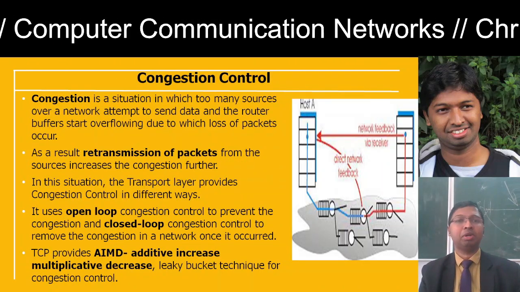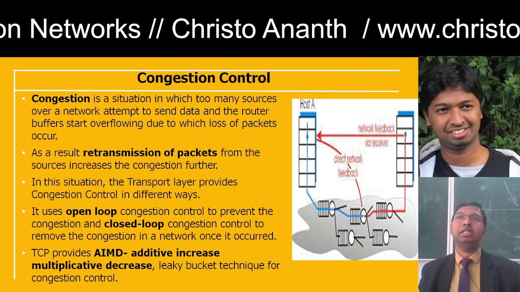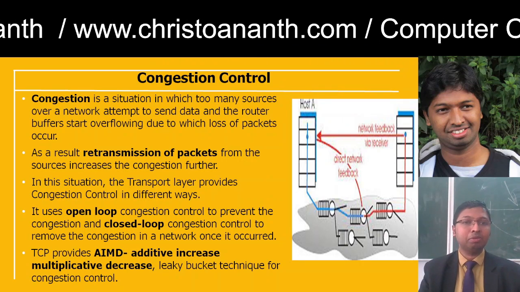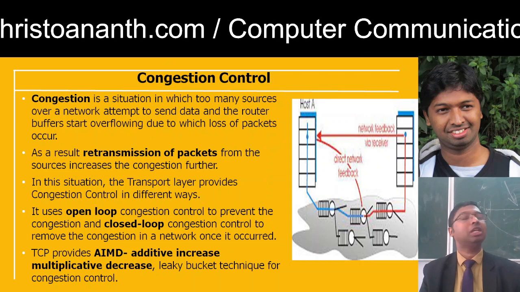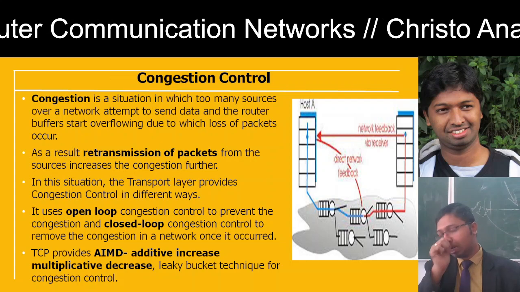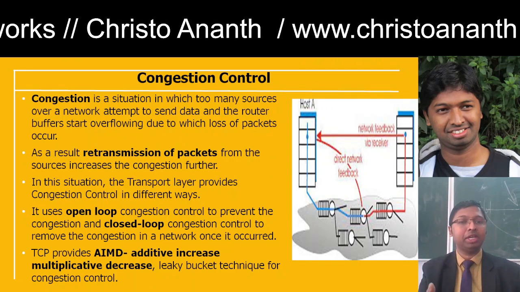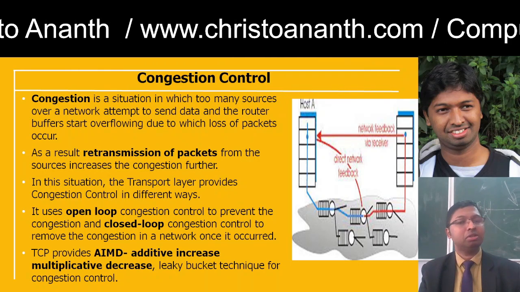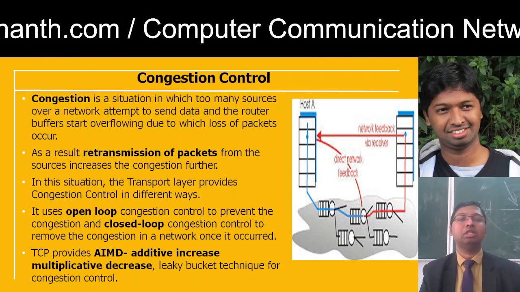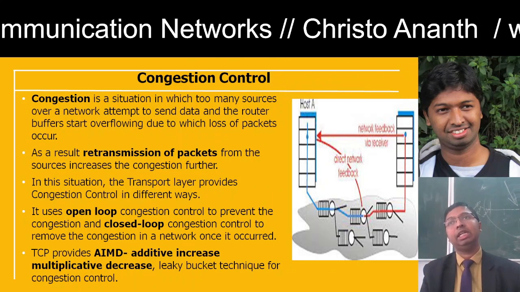And then there is the congestion problem also. For example, several sources attempting to send messages at the same time means a congestion problem can occur. The router buffer starts overflowing, due to which loss of packets can occur. That means retransmission of packets happens, which leads to even more congestion. So the transport layer provides congestion control in several ways. You can use open loop congestion control in order to prevent congestion, and closed loop congestion control is also there in order to remove the congestion in the network when it has actually happened.